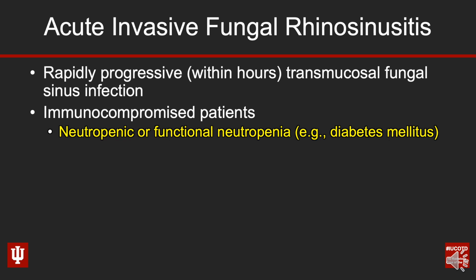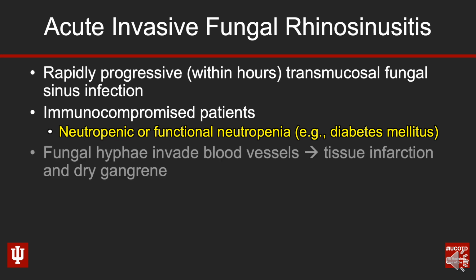We may not see a lot of true neutropenic patients, but we certainly see a lot of diabetics, and you always have to keep in mind, could they be functionally neutropenic and presenting with acute invasive fungal rhinosinusitis? It's called that because the fungal hyphae actually invade those mucosal blood vessels, and that leads to tissue infarction, areas of dry gangrene. That's what we see with the non-enhancement on the MRI.